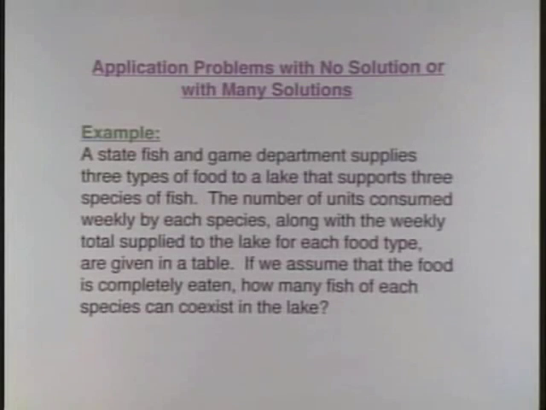A state fish and game department supplies 3 types of food to a lake that supports 3 species of fish. The number of units consumed weekly by each species, along with the weekly total supplied to the lake for each food type, are given in a table. If we assume that the food is completely eaten, how many fish of each species can coexist in the lake? You probably remember this and the other problems in this lesson from an earlier lesson.